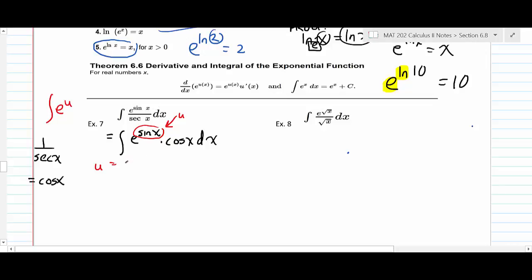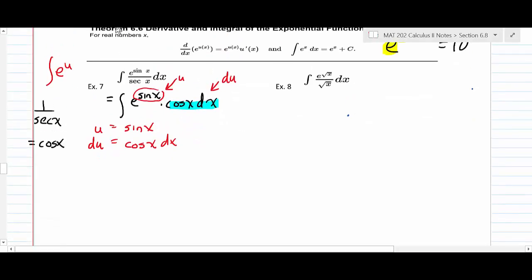Okay, so let's let that be sine x, and then that means du needs to be what's left over, and it is. So that's kind of lucky. The derivative of sine x is cosine x times dx, like that. So that means that thing gets replaced with du. Then our u integral would go like this. We would have the integral of e to the u, and then cosine x dx is just du.